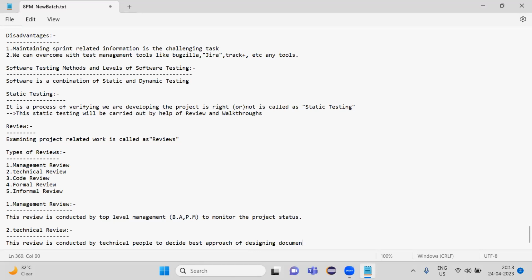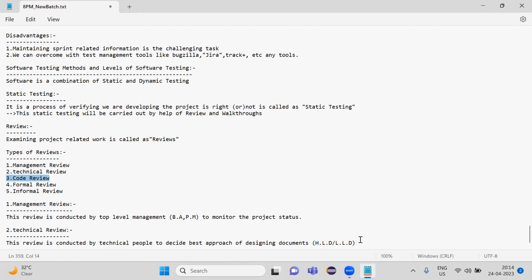What are the different types of designing documents we are having? Can anyone remember? High level design, low level design. Perfect. We are having two types of designs. One is high level design and the second one is low level design. I am using shortcuts: HLD stands for high level design and LLD stands for low level design. Understanding, right? Yes, sir.